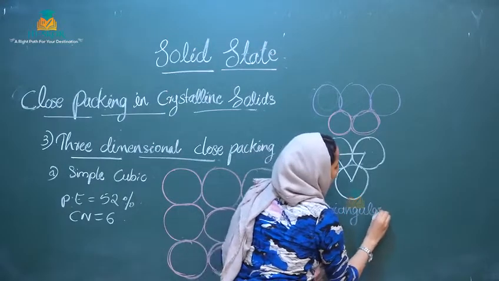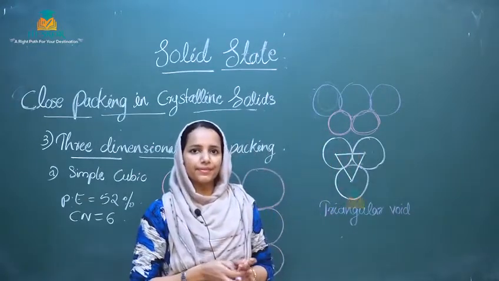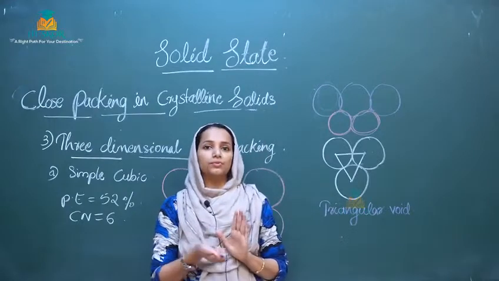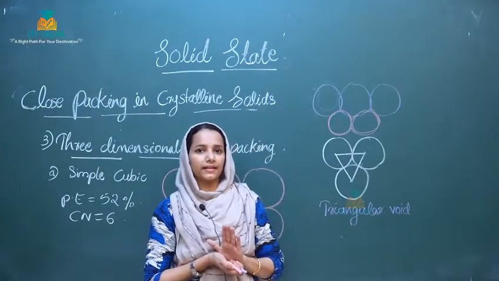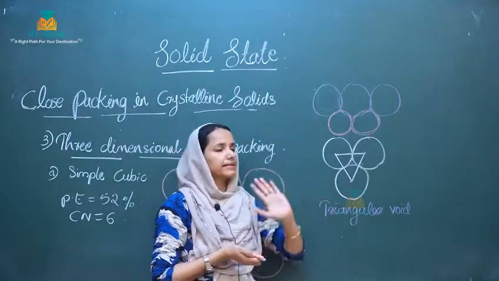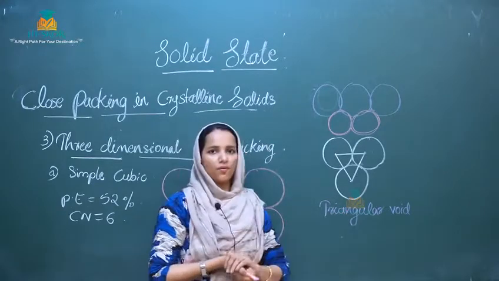What is that? Triangular void. So, see, triangular void is present in 2-dimensional close packing, more correctly in 2-dimensional hexagonal close packing. In 2-dimensional hexagonal close packing, the void present is the triangular void.